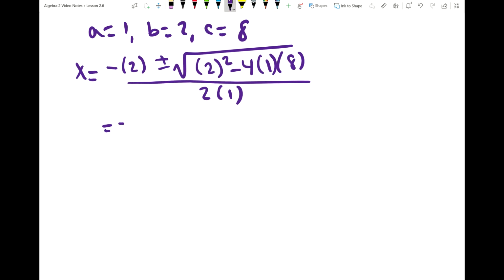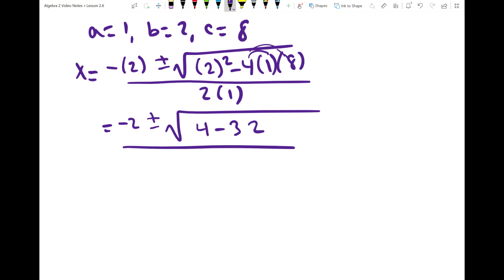All right, so we got a negative 2. We can just get rid of the parentheses. We don't really need the parentheses there for the 2. Plus or minus the square root. So 2 squared is 2 times 2, which is 4. 4 times 1 is 4. 4 times 8 is 32. So we got minus 32, all over 2.